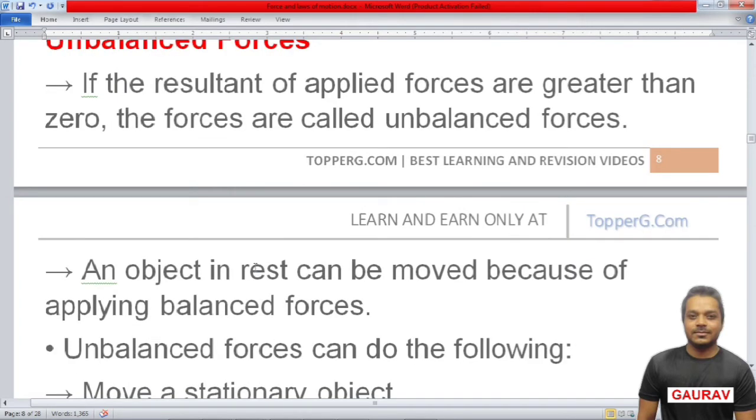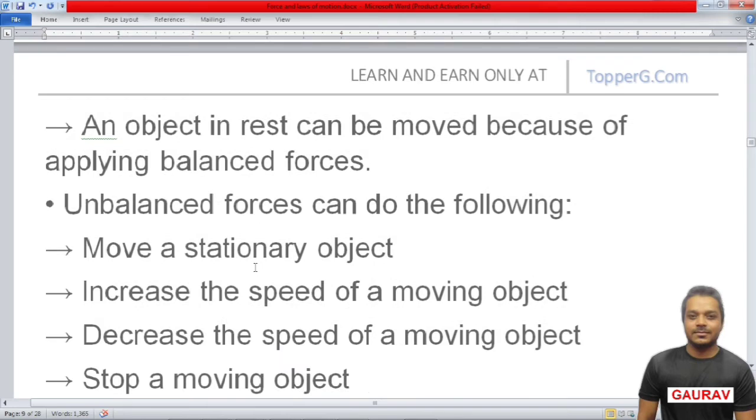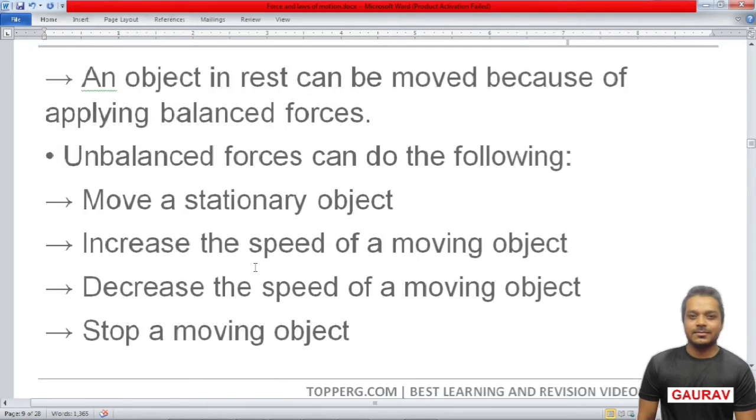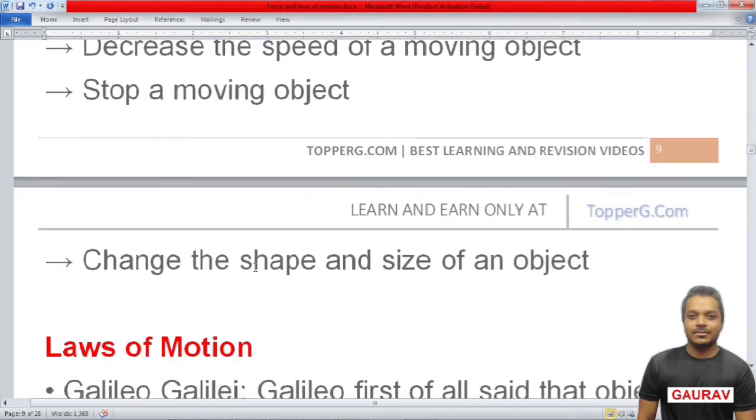An object at rest can be moved because of applying unbalanced forces. Unbalanced forces can do the following: move a stationary object, increase the speed of a moving object, decrease the speed of a moving object, stop a moving object, change the shape and size of an object.